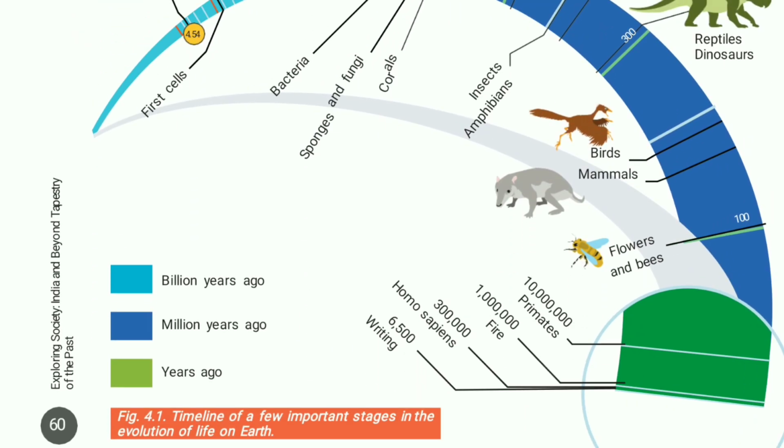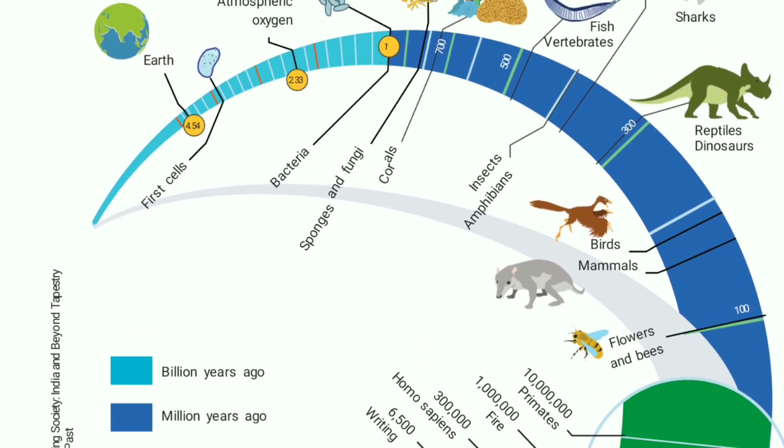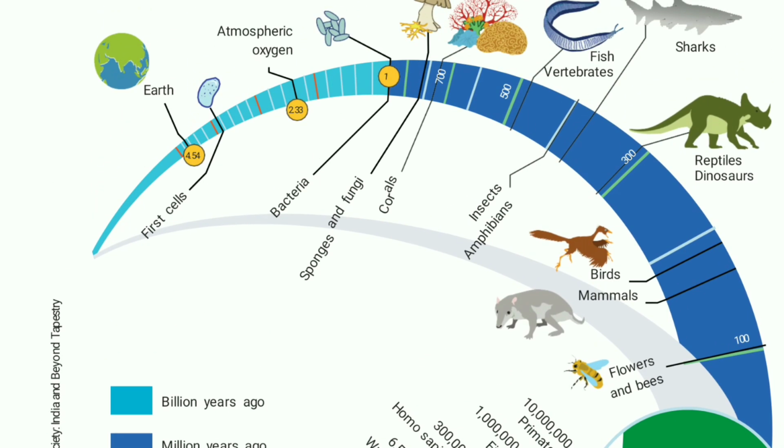Figure 4.1. Timeline of a few important stages in the evolution of life on Earth. Blue pictures represent billions of years ago. Dark blue pictures represent millions of years ago. Green pictures represent years ago. First, we can see the light blue color. Then there is 4.5 billion years ago, Earth formed.